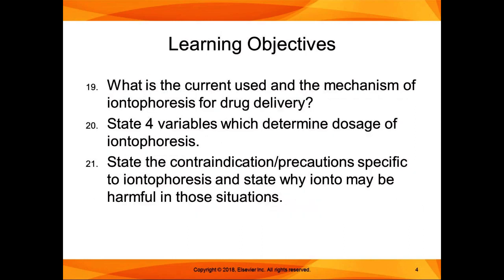For iontophoresis, I want you to be able to say what is the current that's used and the mechanism of iontophoresis for drug delivery. I want you to be able to state 4 variables which determine the dosage, and state the contraindications and precautions specific to iontophoresis and why ionto might be harmful in those situations. So, of course, the regular contraindications and precautions for all forms of Estim apply to ionto, but there are some specific ones just for it.